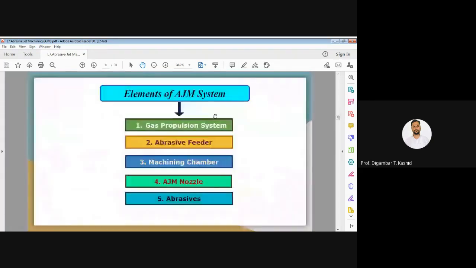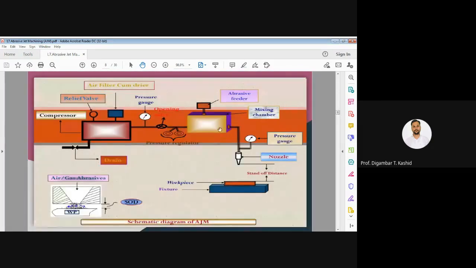Then we have the third element, the machining chamber, that means this part. It is normally closed so that the abrasive particle content in the environment is below the harmful limit. So that care also we need to take.